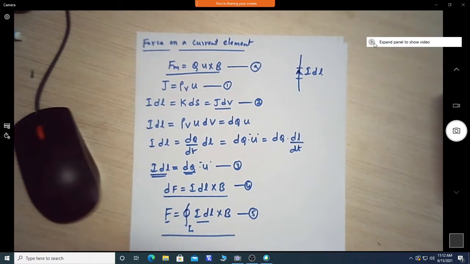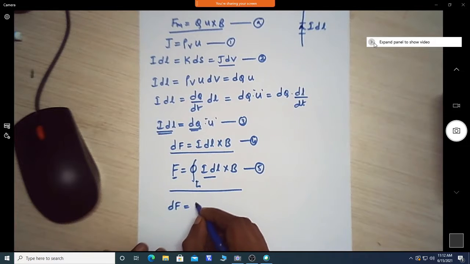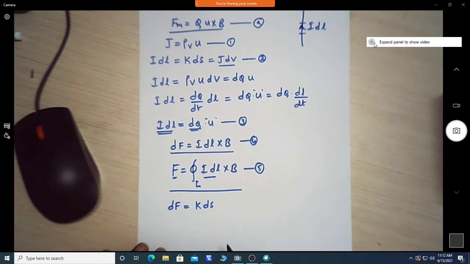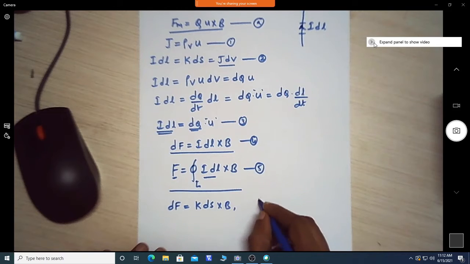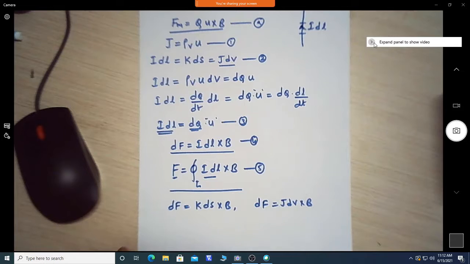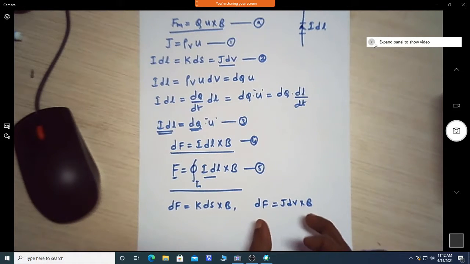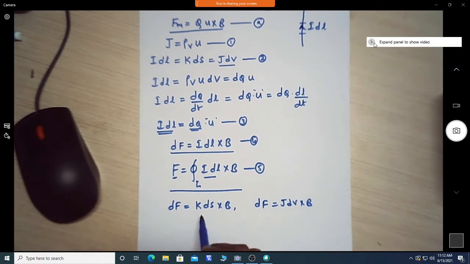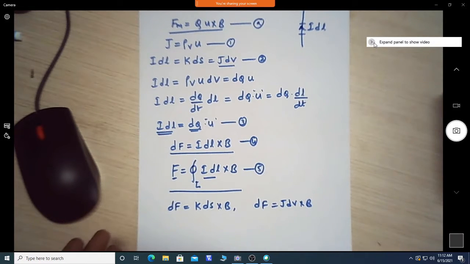Now, similarly, if I write for the surface element and the volume element, we can write dF equal to K dS cross B. Also for the volume, dF equals J dV cross B. These are the force equations for the surface current distribution and the volume current distribution. If I want the force, I integrate over the surface.